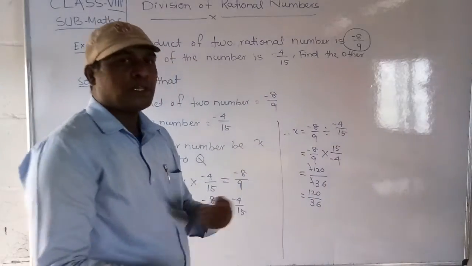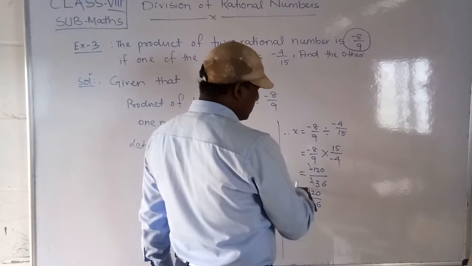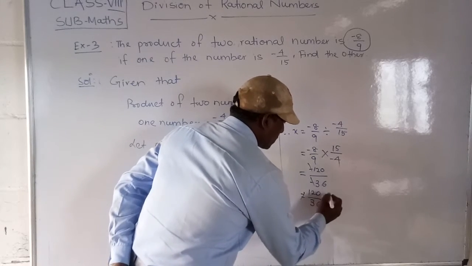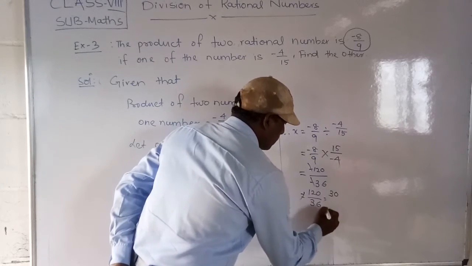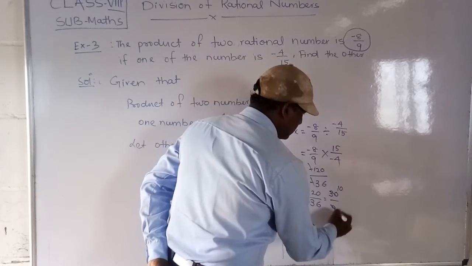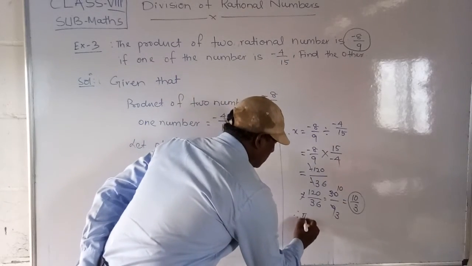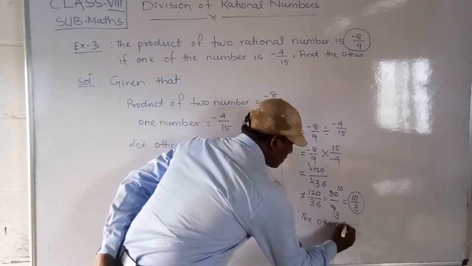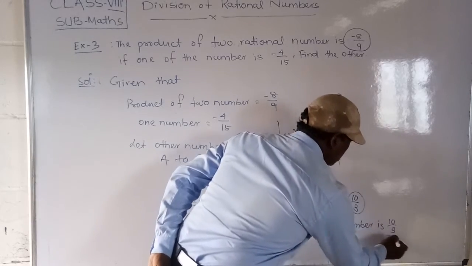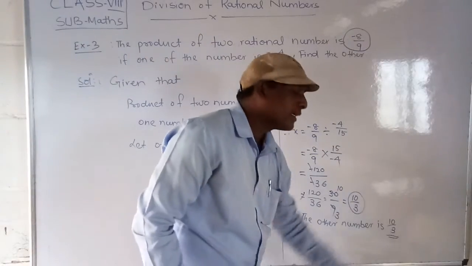Now we have to make it the simplest form. See students, 36 is divisible by 4, and 120 is also divisible by 4. 4 threes are 12, 4 nines are 36. If you cut further by 3, 3 tens are 30, 3 threes are 9, so 10 by 3. This is our answer. Hence the other number is 10 by 3. Okay students, so the question was to find the other number. So the other number is 10 by 3.